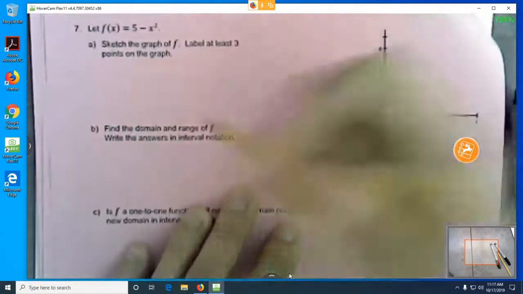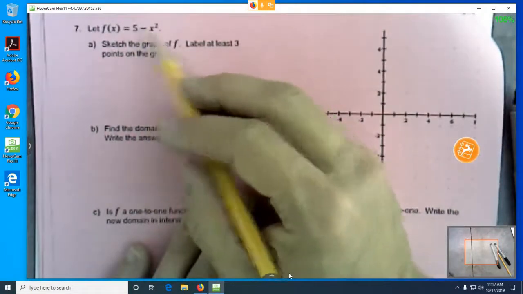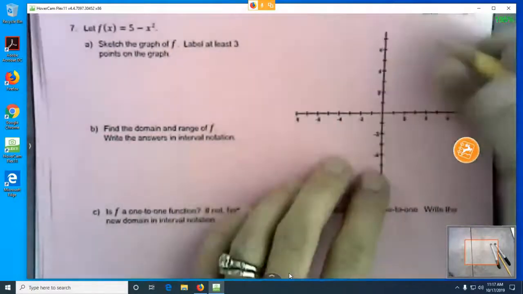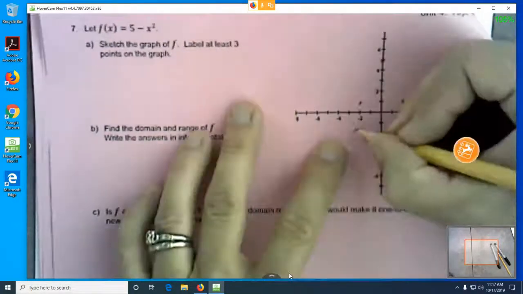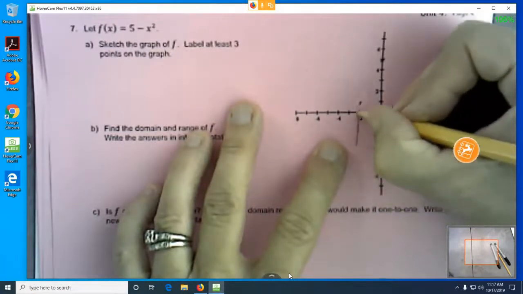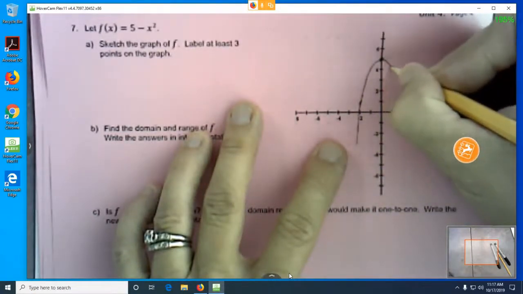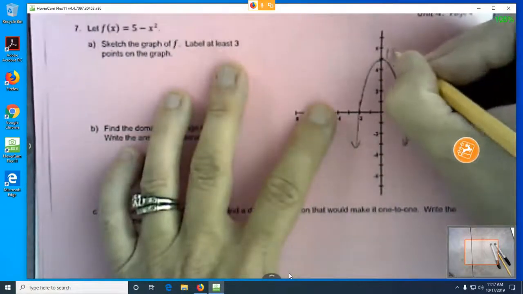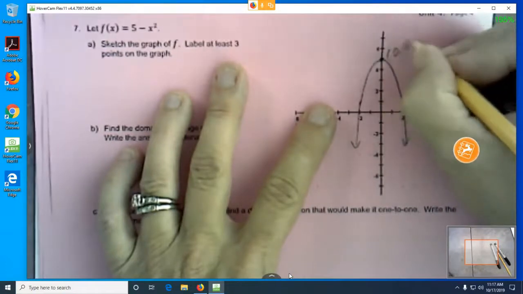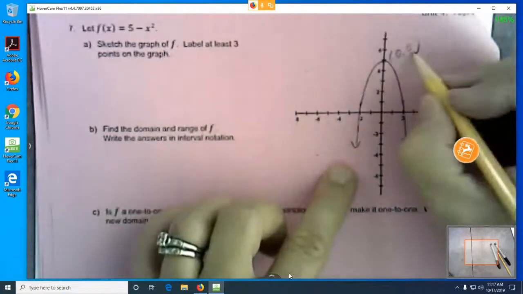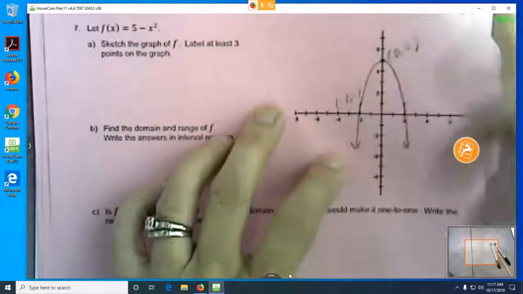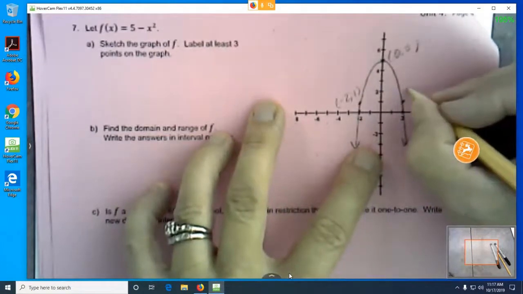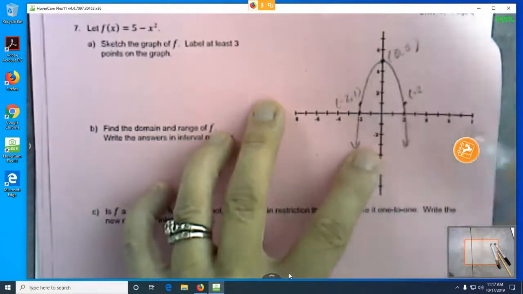All right, so first if we just graph this whole function, 5 minus x squared, and this you could have graphed with your calculator and then just transferred the graph to here. So this is going to be a parabola that's opening downward. Something like that, and it asks you to label at least 3 points. So here's one at (0, 5). That point was (-2, 1). And here's another point at (2, 1).